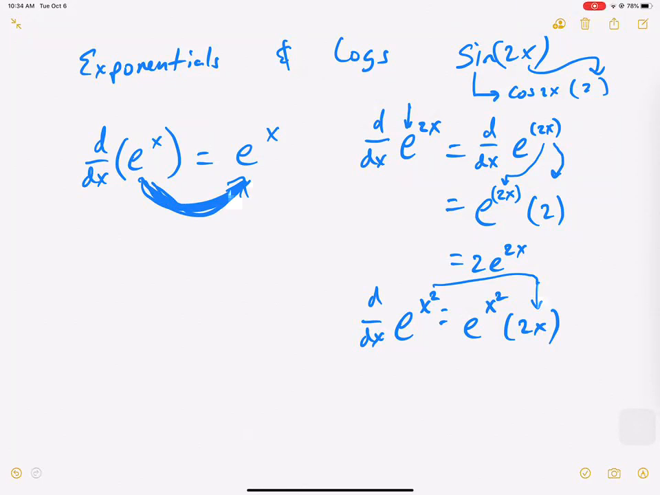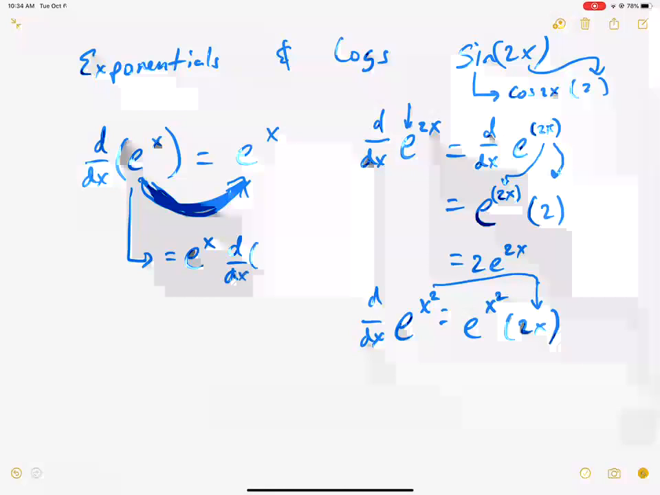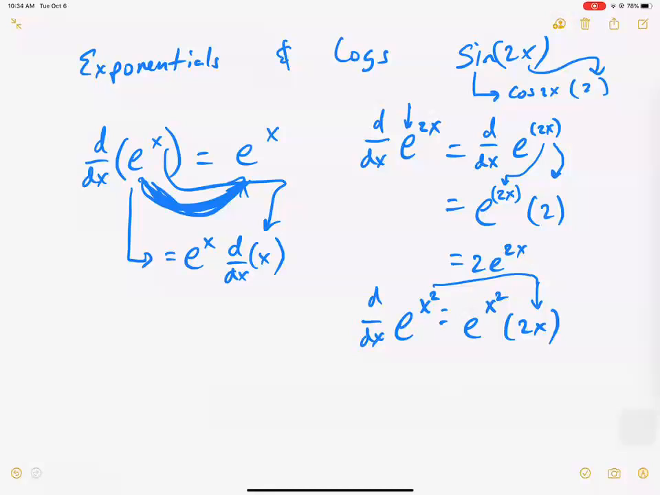As I mentioned before, everything is chain rule. e to the x is actually chain rule. The derivative of e to the x is e to the x. Now, what's the derivative of x, right? We copy the x down. What's the derivative of x? Isn't that just 1? Don't write the 1.